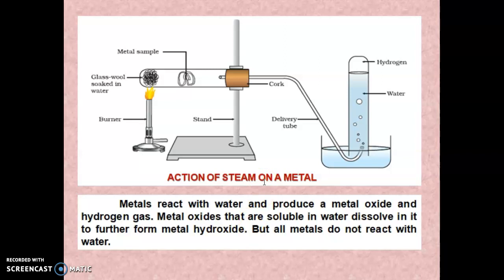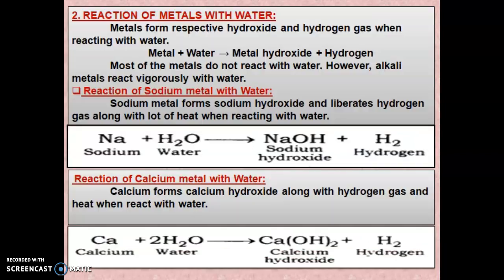Not all metals react with water; some of them react with the water. We can see that with the help of chemical equations. The reaction of a metal with water: the metal forms a hydroxide and hydrogen gas when it reacts with water. So metal plus water gives metal hydroxide plus hydrogen.